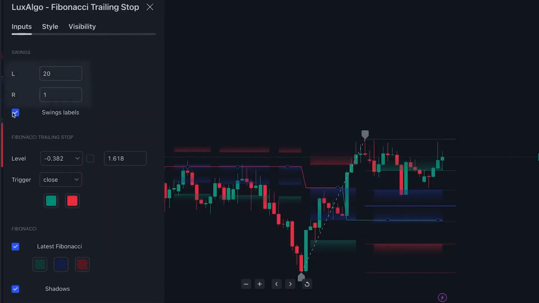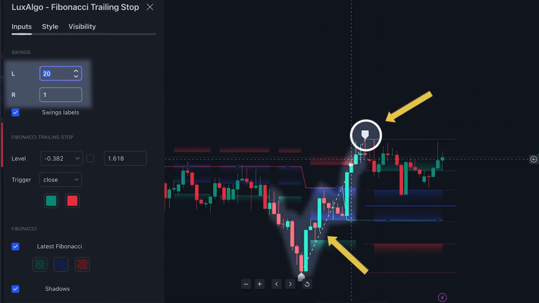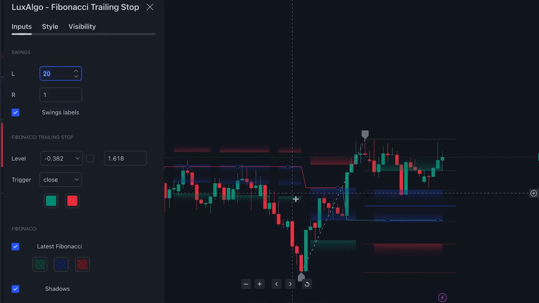Above the swing option, we can control how the swings are detected by selecting how many candles are used to the left and right to determine a swing point. L20 means that there needs to be 20 candles to the left of the highest candle to make it a swing high or low. Next, we have the trailing stop settings.